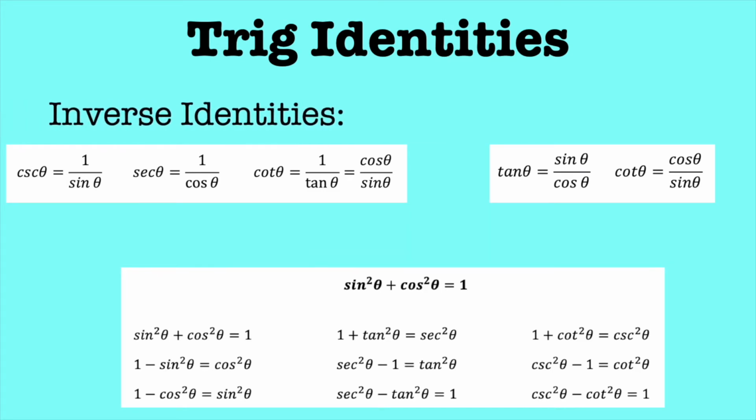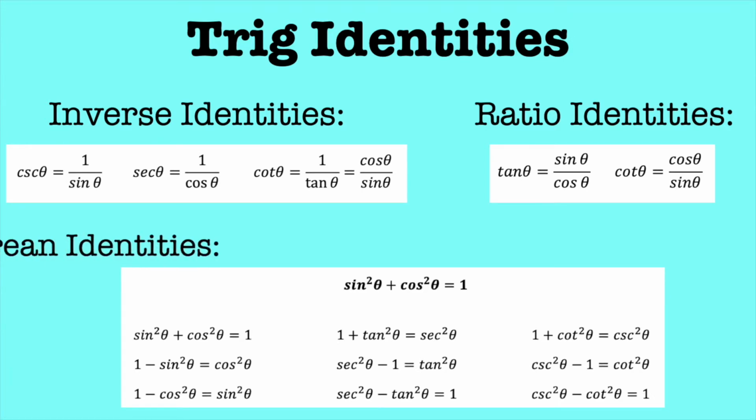So first we have our trigonometric inverse identities. These should look really familiar. These are just the inverse of sine, cosine, and tangent. Then we have the ratio identities. This is just what tan of theta and cotangent of theta represents. So we have tan of theta is equal to sine of theta over cos of theta, and then cotan of theta is equal to the opposite of that.